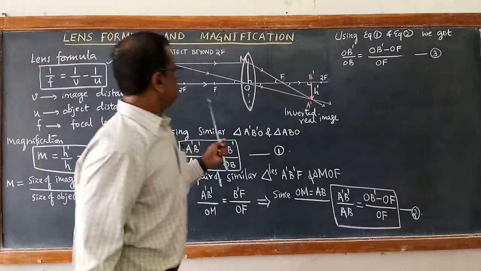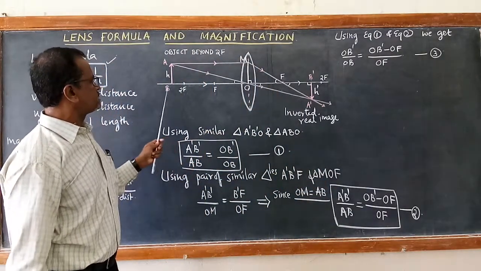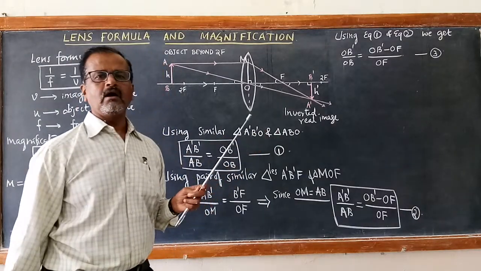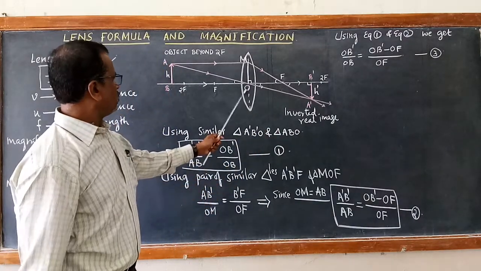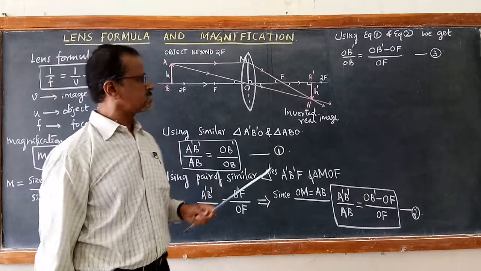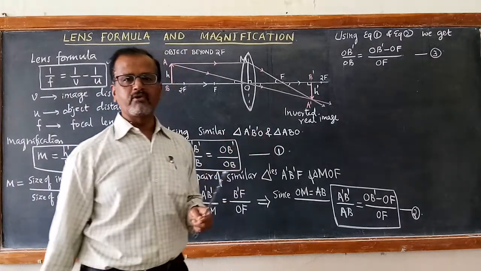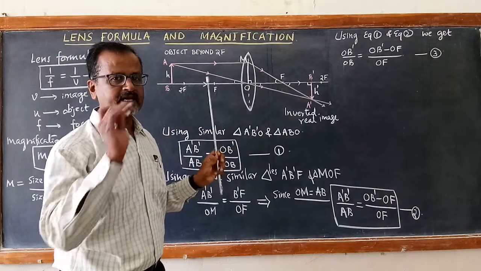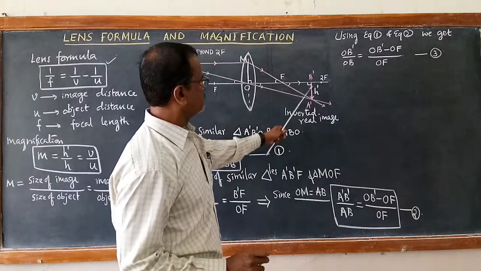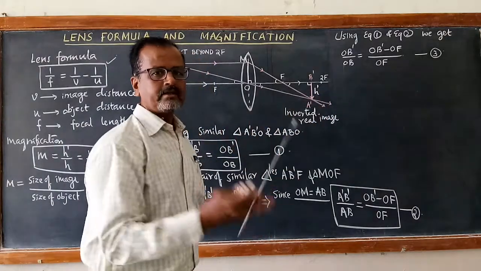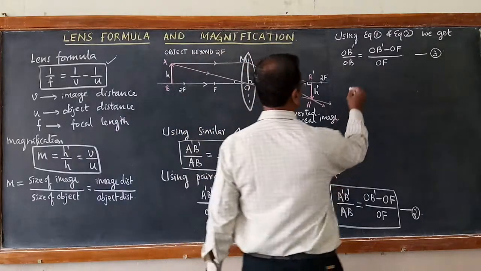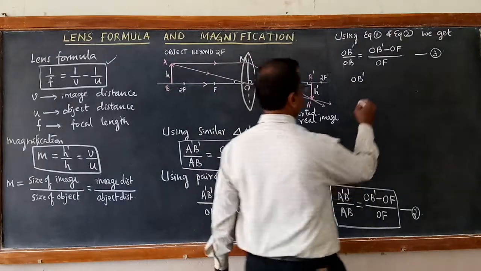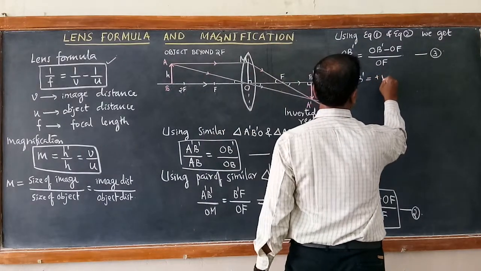Now let us find out what is the meaning of OB' from the diagram. OB' is the image distance. OB is the object distance. OF is the focal length. And we will write these values using sign convention. OB', look at this, OB' is towards the right side. Therefore, it is positive. So OB' is the image distance, which is positive, plus V.